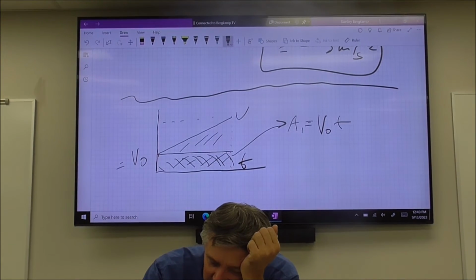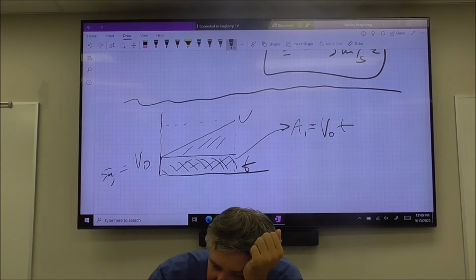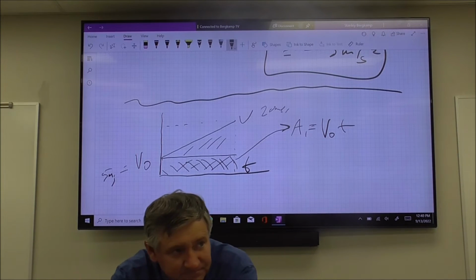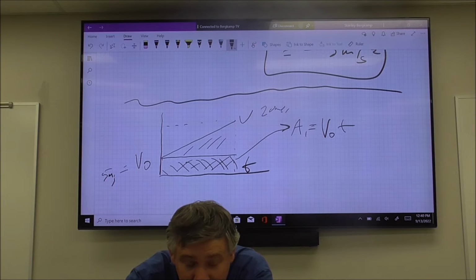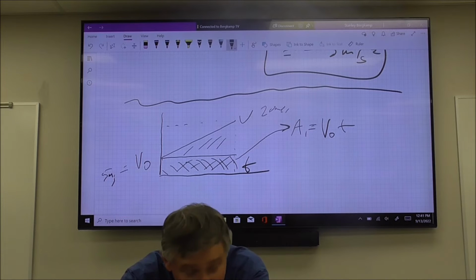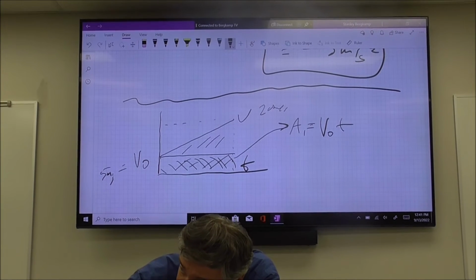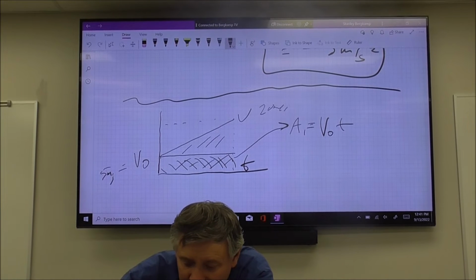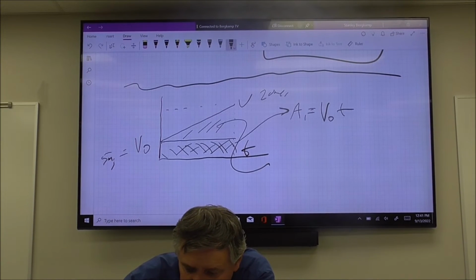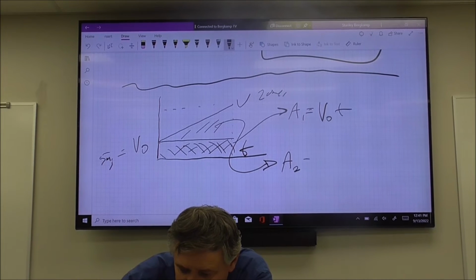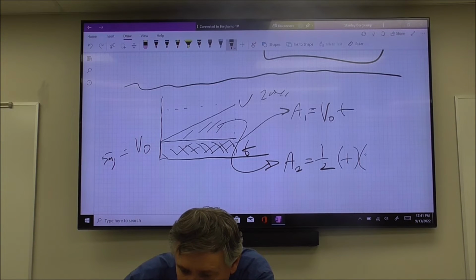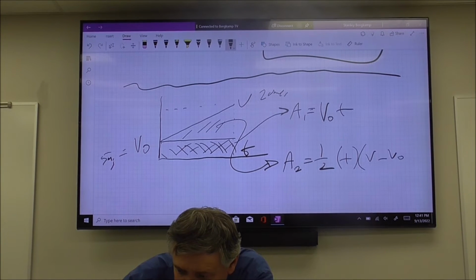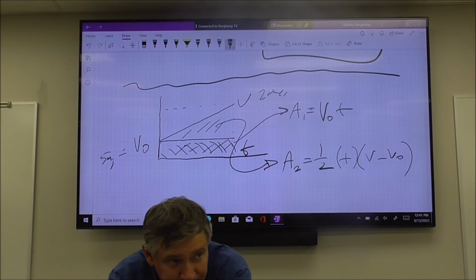Well, look at it this way. What if this was 5 meters per second? And let's say that was 20 meters per second. What would the height of that triangle be? 15 meters. 15, right? Because you take 20 minus 5 and you get 15. So, the area of that triangle, area 2, is going to be 1/2 my base, which is time, and then the height is going to be V minus V naught. Cool with that? Very cool.